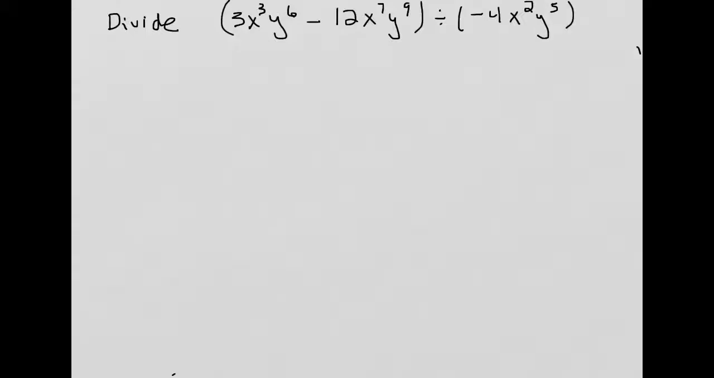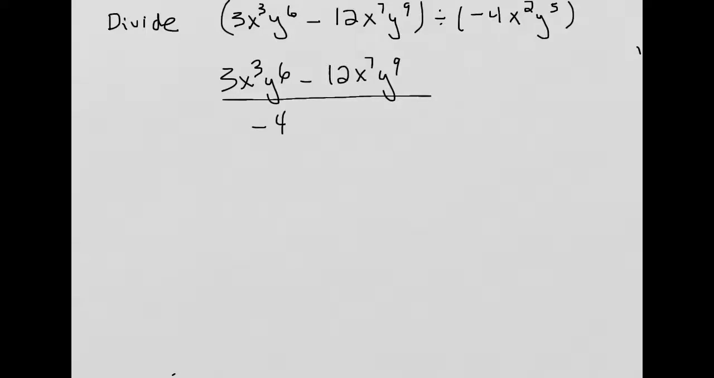Alright, so let's check this one out. Our first step is, again, we want to change this into a fraction. I just want to rewrite it as a fraction. So we've got 3x to the 3rd y to the 6th minus 12x to the 7th y to the 9th, all divided by negative 4x squared y to the 5th. Step 2 is we're going to break it into our component fractions.